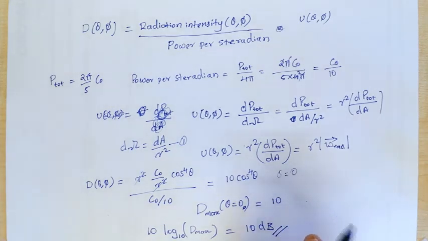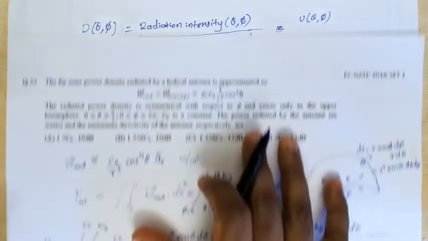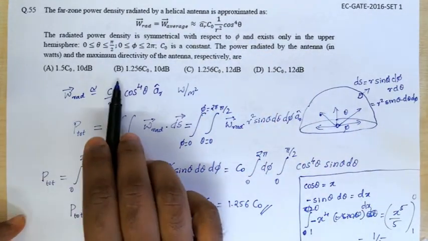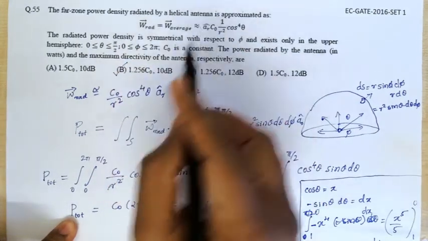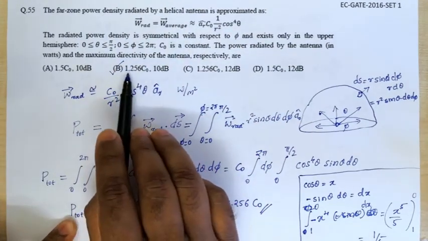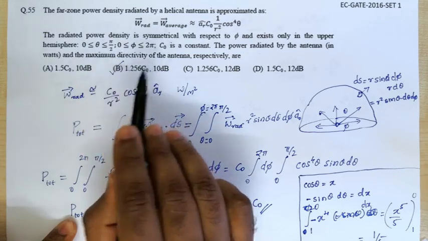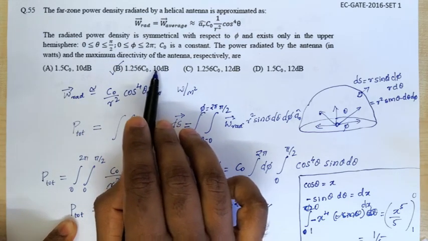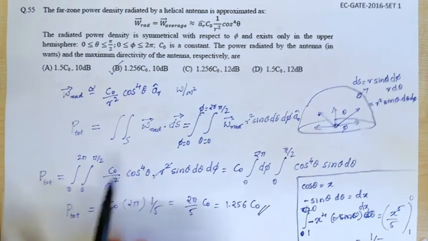Once we check the question again, the correct option is option B, which says that the total power emitted by this helical antenna is 1.256 C naught, and the maximum directivity of this antenna is 10 dB.